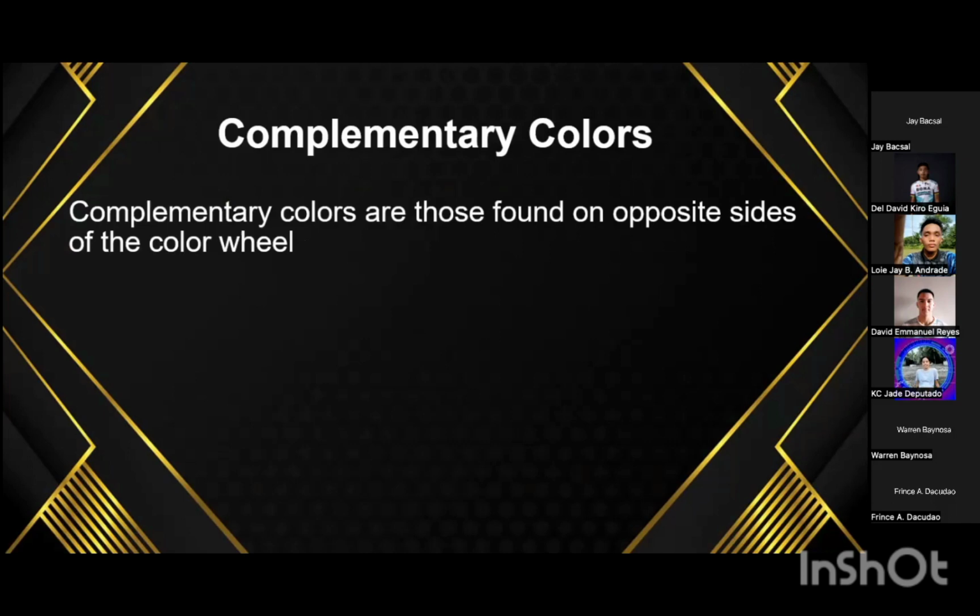Complementary colors are those found on opposite sides of the color wheel. There are three main reasons why complementary color schemes are so popular in photography. One, the juxtaposition of the two hues results in a bold, vivid contrast. Two, colors that are complementary inherently balance one another. And three, they simply look good together.